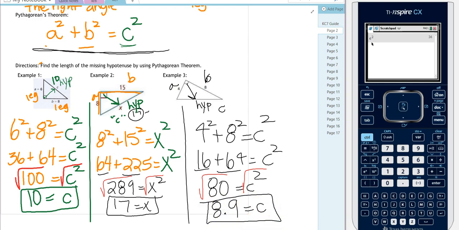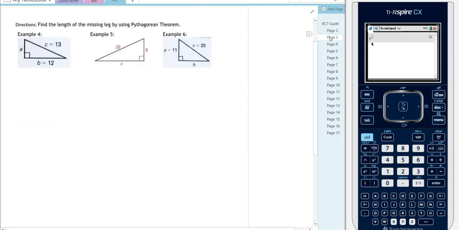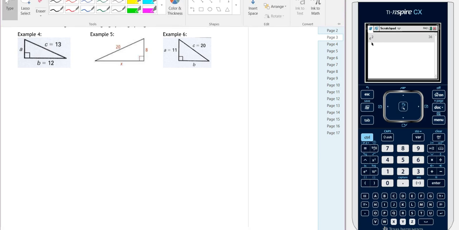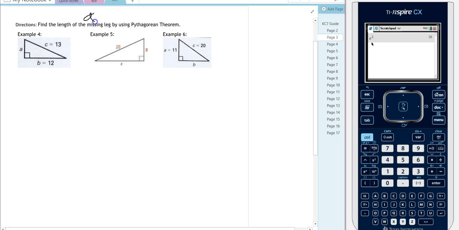All right. Go ahead and flip it over to the next page. And we have a couple more examples. So now we're looking for the missing leg. So still same formula, right? I'm going to go ahead and write that at the top for ourselves. A squared plus B squared equals C squared.